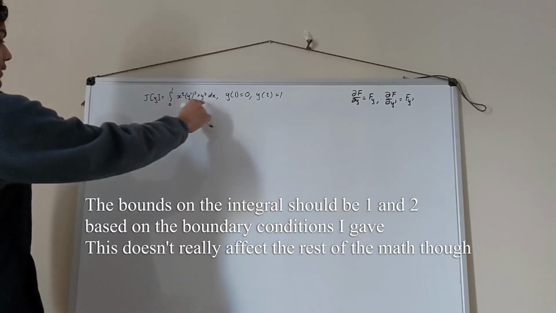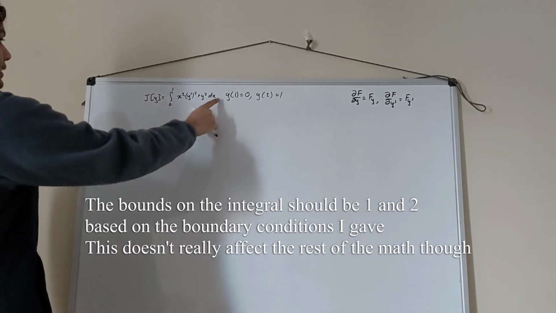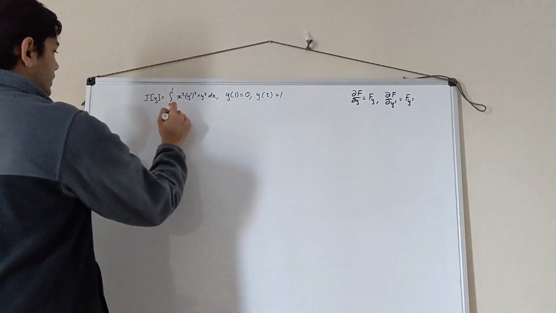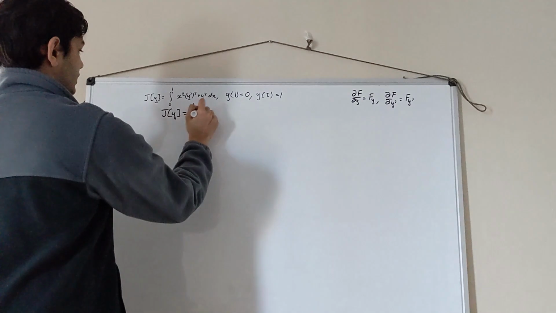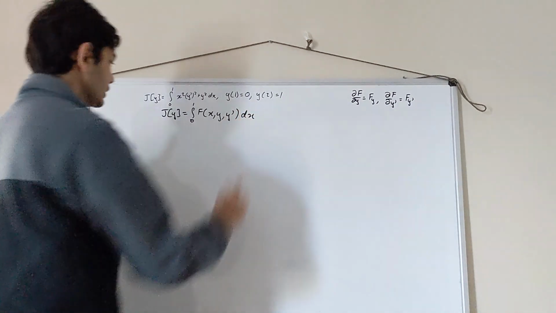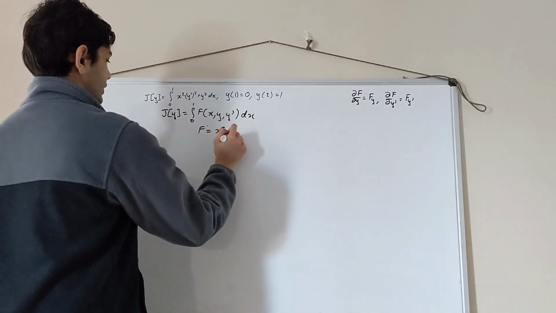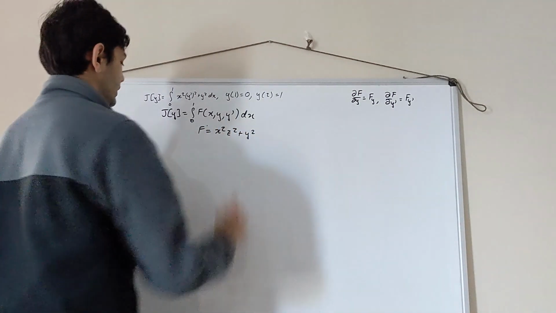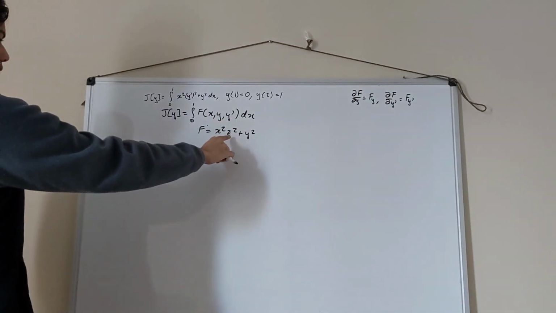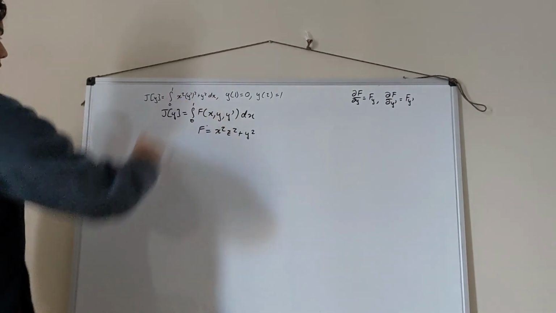Just to reiterate some of the ideas from the previous videos, we have some functional of y where you plug in a function y of x as an input, and it gives you some real number as an output, and that real number is given by this expression. So in this case we have J of y is equal to some integral of an expression that looks like this. You have some function of three variables, and in this case f is equal to x squared z squared plus y squared. If you plug in y prime for z, you get back that expression up there.